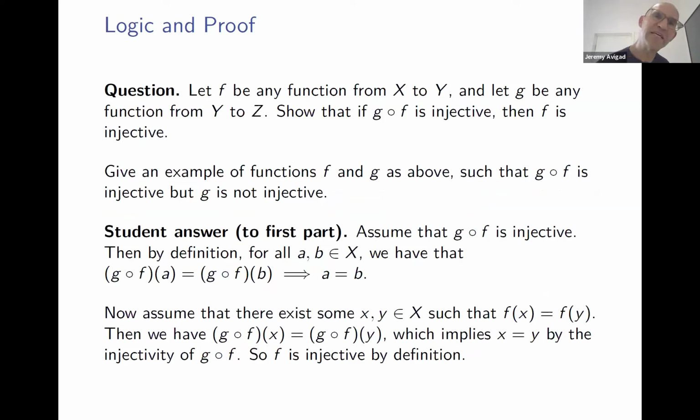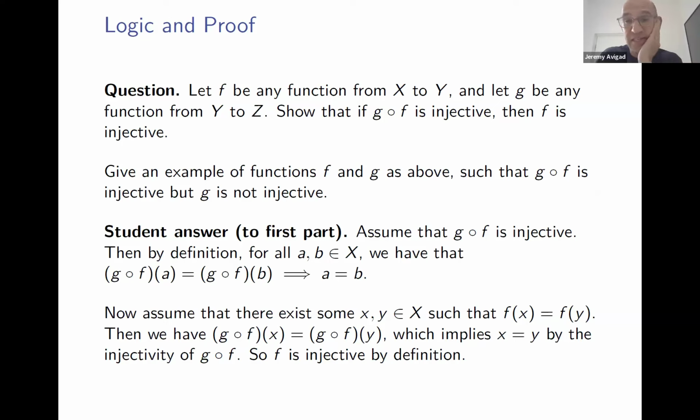So, for example, here is a homework problem that we gave to students. Let f be any function from X to Y, let g be any function from Y to Z. Show that if g composed with f is injective, then f is injective. And then there was a second part of the problem that shows that g might not necessarily be injective. And here is actually an answer. I transcribed an answer from a student's homework.